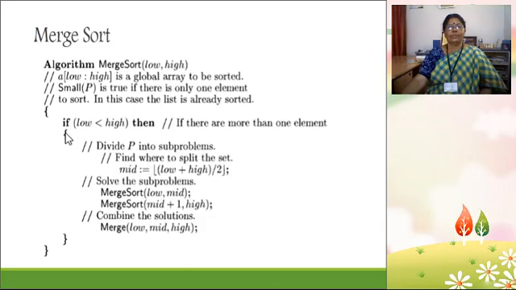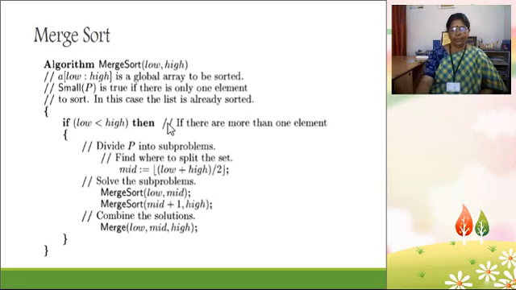Here you can see the algorithm for merge sort. We have two parameters, low and high. When you are solving a problem using the divide and conquer strategy, first you need to identify Small(P). When does the problem return a direct solution? What is the size of the problem? Small(P) should be clearly defined before applying the divide and conquer strategy. Small(P) is true if there is only one element to sort.